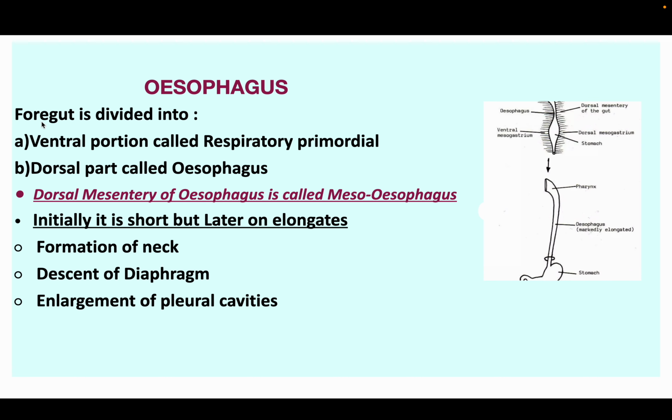Now the foregut is divided into a ventral portion called the respiratory primordium or lung bud and a dorsal part called the esophagus. The dorsal mesentery of the esophagus is called the mesoesophagus. Initially it is short, but later on it elongates. You can see in the diagram. So what is the reason behind its length? That is the formation of the neck, then descent of the diaphragm and enlargement of the pleural cavities. Simultaneously these changes are happening which are leading to the elongation of the esophagus. So that is the reason for its length.